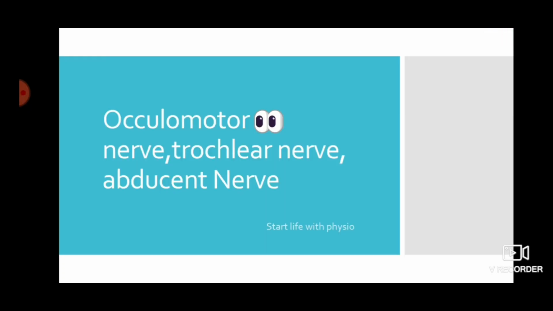Today our topic is the oculomotor nerve, trochlear nerve and abducent nerve. If you have not checked out the previous cranial nerve videos for the first and the second cranial nerve, they are on my channel, you can go through them. So in this video we will be discussing the three cranial nerves, which are the third, fourth and the sixth cranial nerve. Let's quickly begin with the topic.